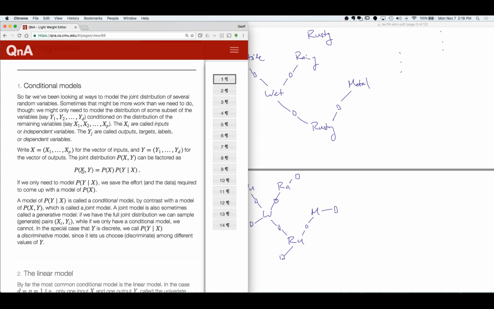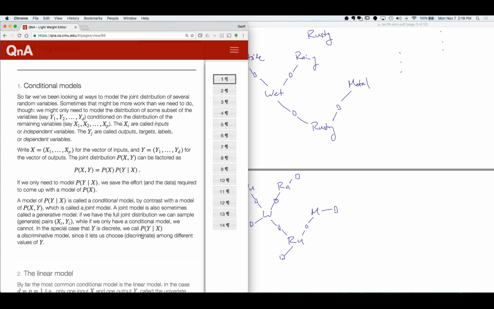A joint model is sometimes called a generative model, meaning that we can generate pairs of x and y. And in the case that y is discrete, we'll call P of y given x a discriminative model, because it lets us choose between different values of y, meaning discriminate between them, given the value of x.